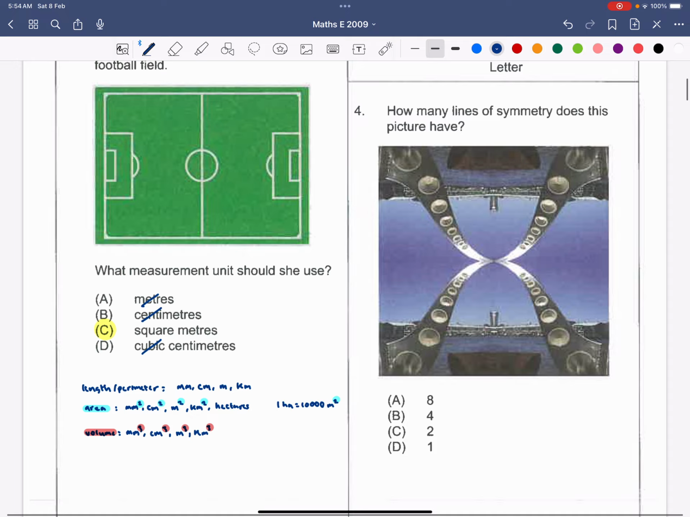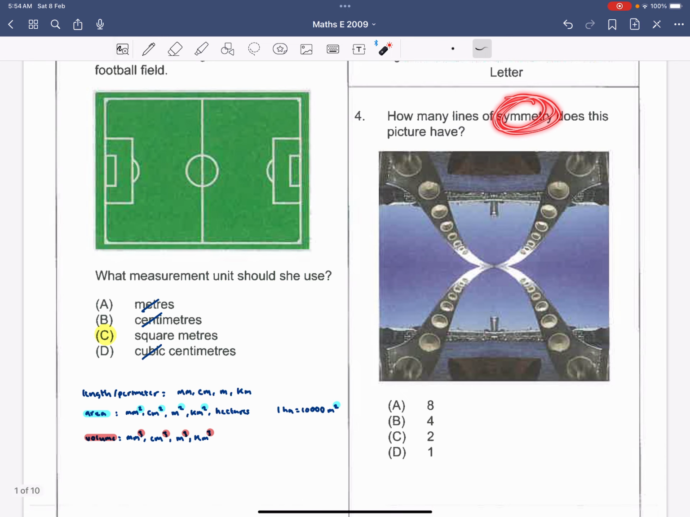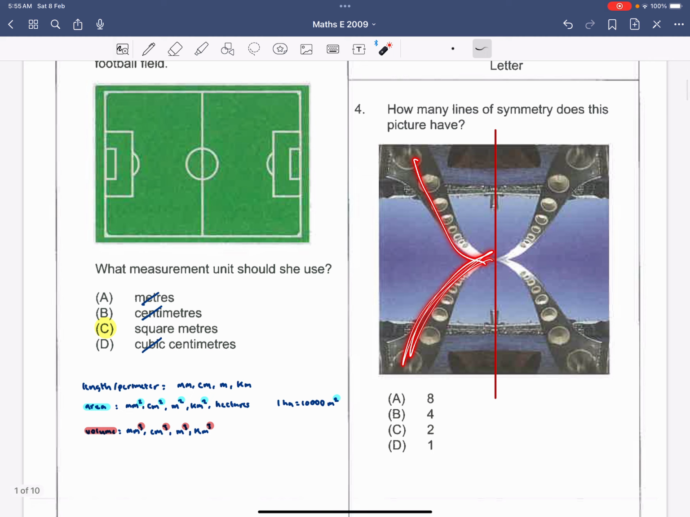All right, how many lines of symmetry does this picture have? Symmetry means it's a mirror image across that line, okay? Symmetry means symmetrical. So I can see 2 clear lines of symmetry, 2 lines where we can see a mirror image. Here's 1 line of symmetry. Whatever's happening over here is the exact same as what's happening on the other side. So this is 1 line of symmetry, because it's symmetrical across there. Here's the other line of symmetry right here.